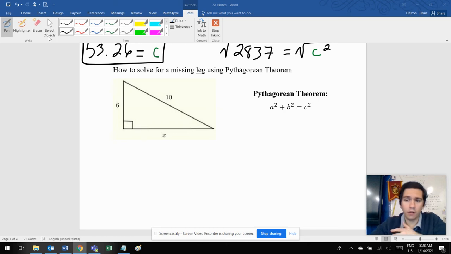This is the second part video where I show you how to use Pythagorean theorem. In this example, we will solve for a missing leg. So we're no longer looking for the hypotenuse, which is side C. In this example, the side C, again, is the side directly across from the right angle.